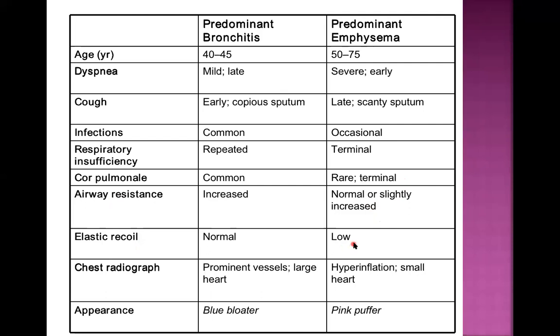Elastic recoil is very low in emphysema. Remember, it is the disease of decreased elastic recoil, which is normal in bronchitis. If we take a chest X-ray, the lungs are hyperinflated in emphysema, and the heart looks quite small or tubular, because that heart is compressed by the inflated lung on both sides. But in bronchitis, there are prominent blood vessels seen inside the lung, and the heart looks big in size because of heart failure. That heart failure is known as cor pulmonale, you all know that.